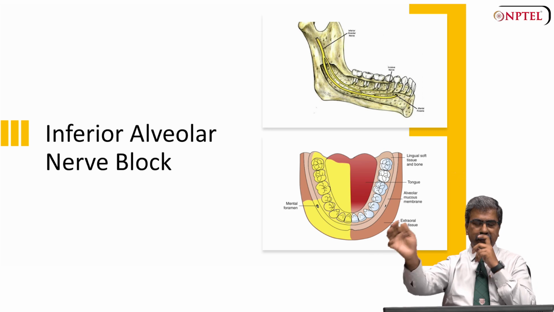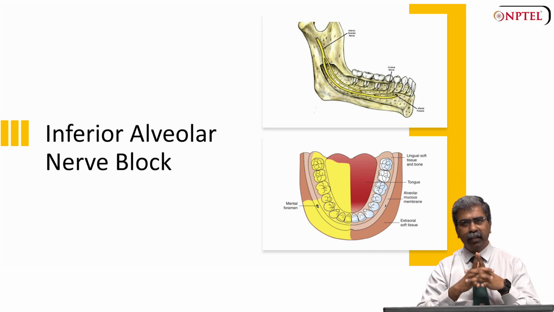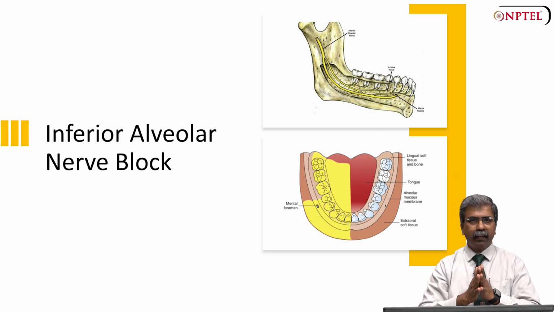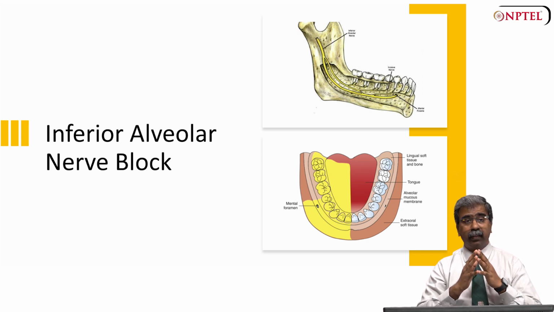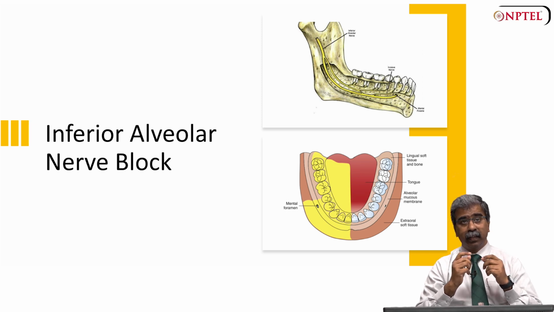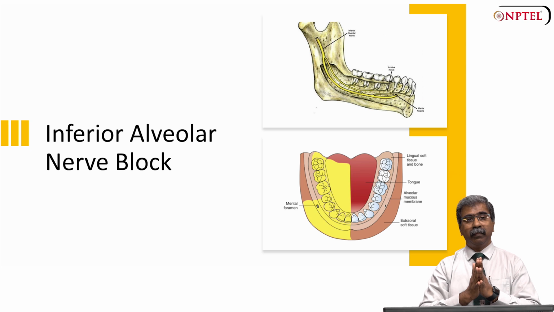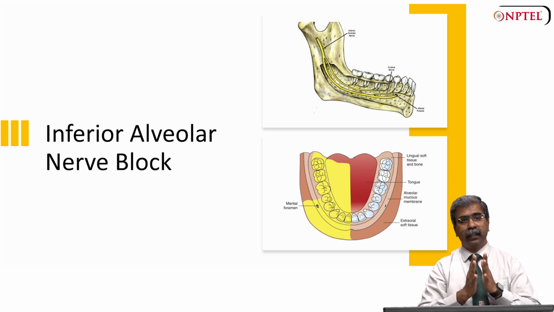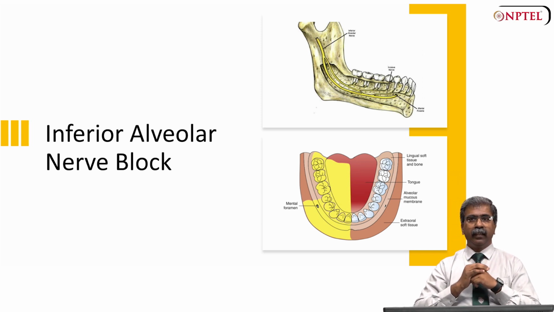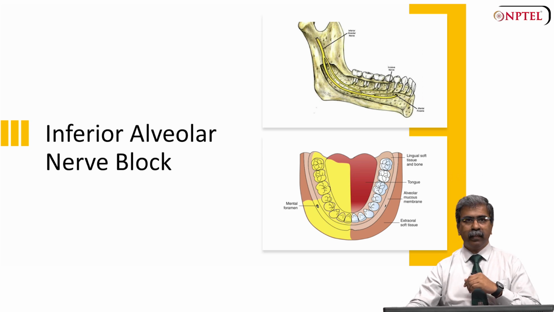Next is a very, very important and most often used block, the inferior alveolar nerve block, for any procedure, surgical procedure or extraction, which can be a simple extraction or a minor surgical procedure, an open view technique or a wisdom tooth removal. The most often used technique is the direct or indirect inferior alveolar nerve block. So, what are the nerves anesthetized?